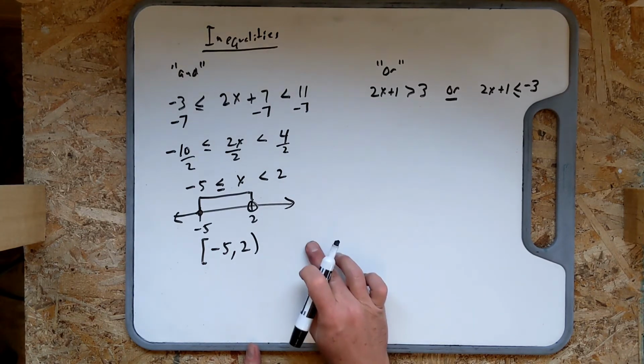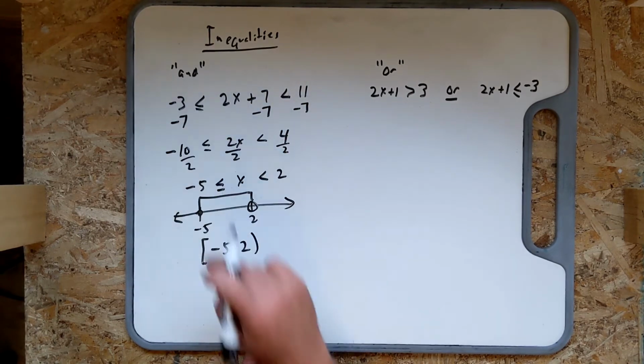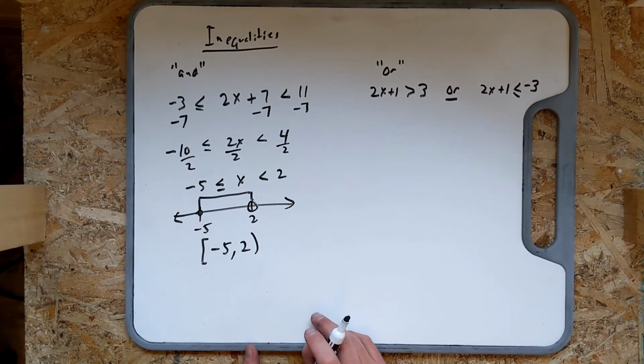So again, how do you solve? How is this different than solving a single inequality? Not much. You just have to do 3 things here, as opposed to 2. Think of it as a 3-part equation or inequality.